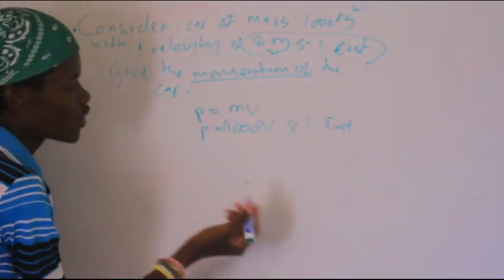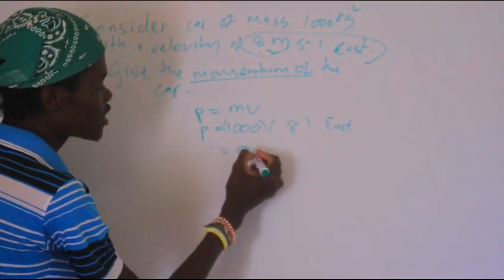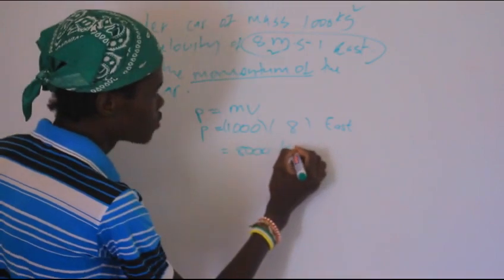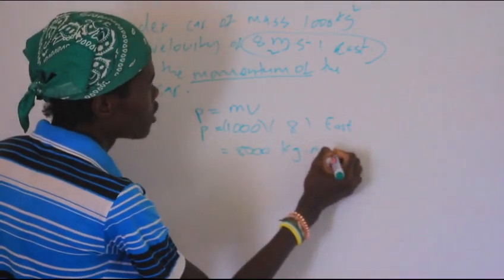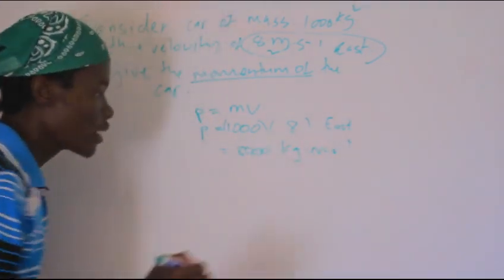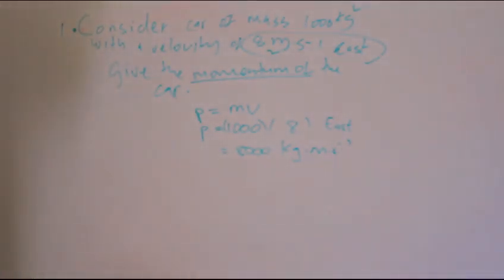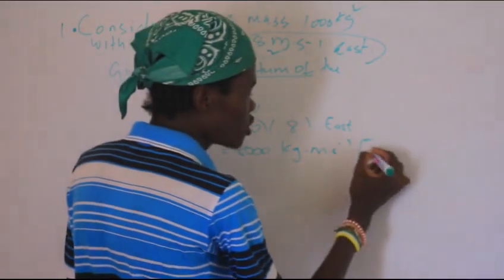Then you multiply with your calculator, probably get 8,000. Right? kg·m·s^-1. Né? And that will be your momentum, right? But then don't forget the direction east.